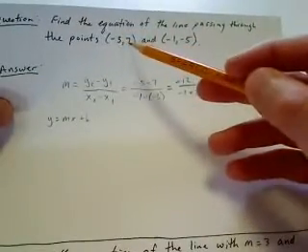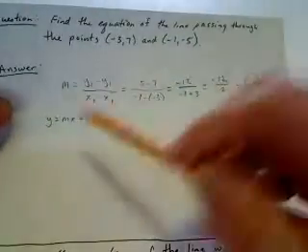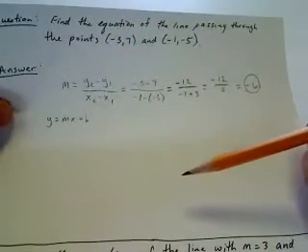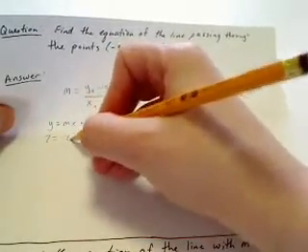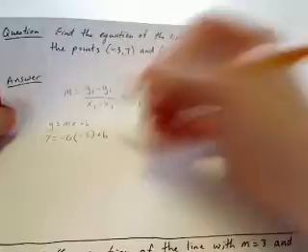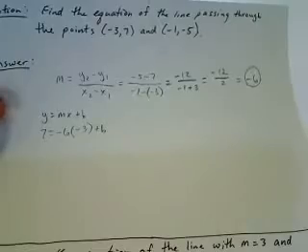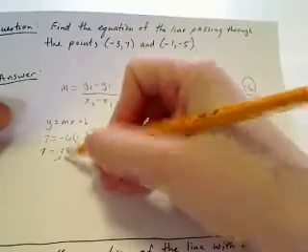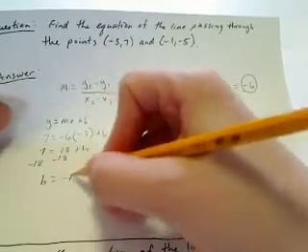Remember, x is -3 and y is 7, so I could fill in y is 7, m we said was -6, x is -3, and then that will help us solve for b, or the y-intercept. So let's go ahead and do that. We have 7 is equal to -6, that was m, times x, which is -3, and then we have plus b. So let's solve for b. Well, -6 times a -3 is a positive 18. And if I subtract 18 from both sides, I'll be able to solve for b by itself and get -11.